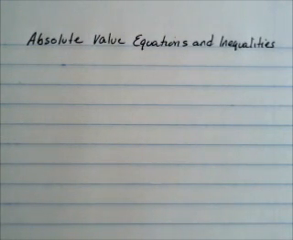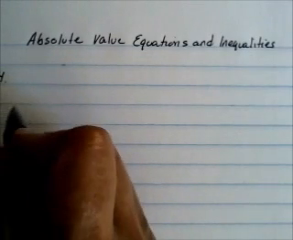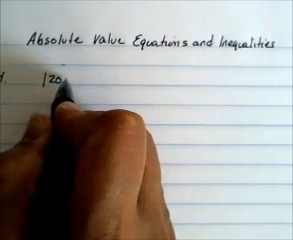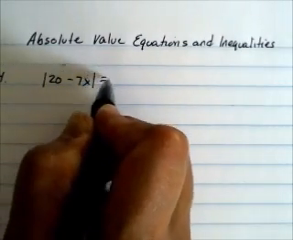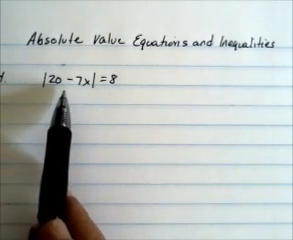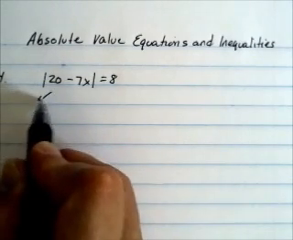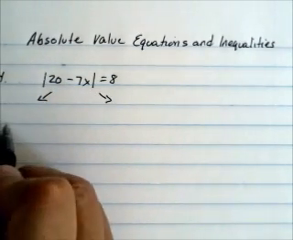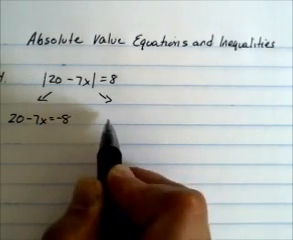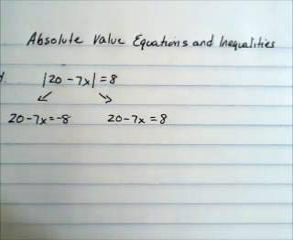So we're actually starting with number 4. Number 4 is an absolute value equation: the absolute value of 20 minus 7x is equal to 8. Now this is an equation. The absolute value portion of it is isolated, so we break this off into our 2 separate equations: 20 minus 7x is equal to negative 8, and 20 minus 7x is equal to 8. And then we solve each individually.